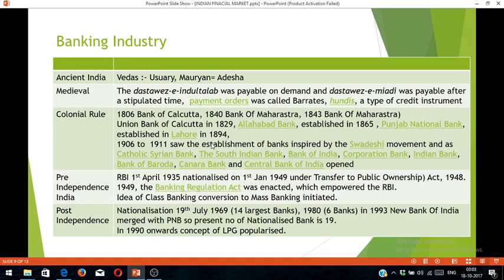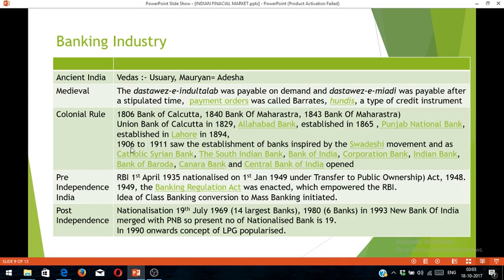After 1894, there was a great movement in India called the Swadeshi movement. All political leaders of India decided to produce or do business only in our country, and not use foreign goods or foreign services. They started by boycotting foreign goods as well as foreign services. So at that time there was the birth of many banks in India, like Catholic Syrian Bank, South Indian Bank, Bank of India, Corporation Bank, Indian Bank, Bank of Baroda, Canara Bank, and Central Bank of India.